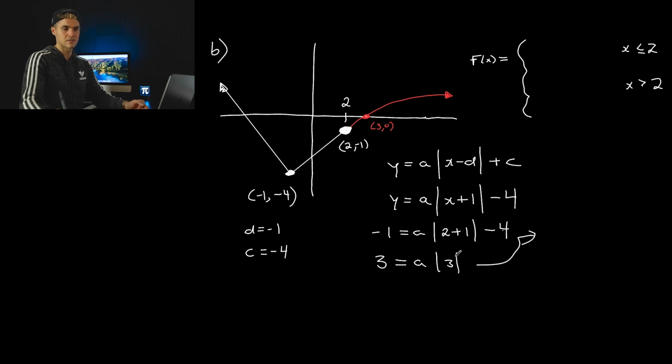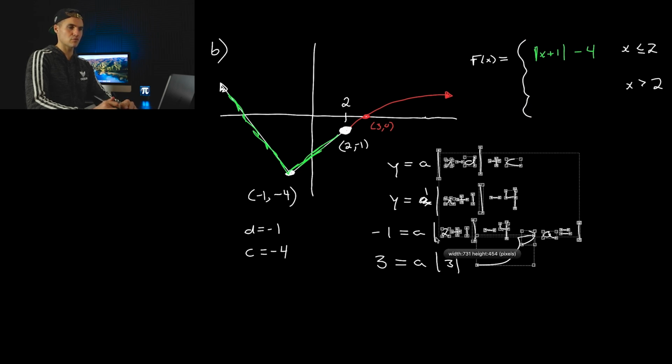Divide both sides by 3, we get an a value of 1. Right, so the a value is going to be 1 right here. And so this absolute value function, let's maybe put in a different color here, is going to be the absolute value of x plus 1 minus 4, like that, right? And the a value of 1 is in front there, but because it's just 1, we don't have to put it. All right, so that's going to be that function right there.